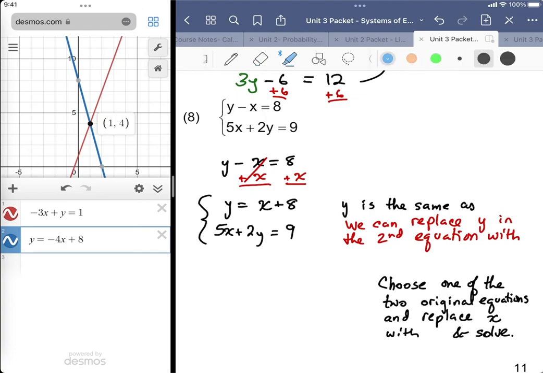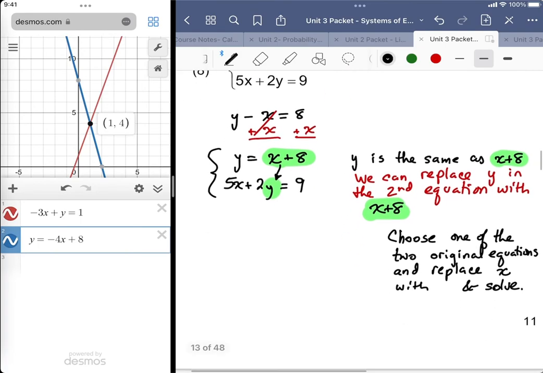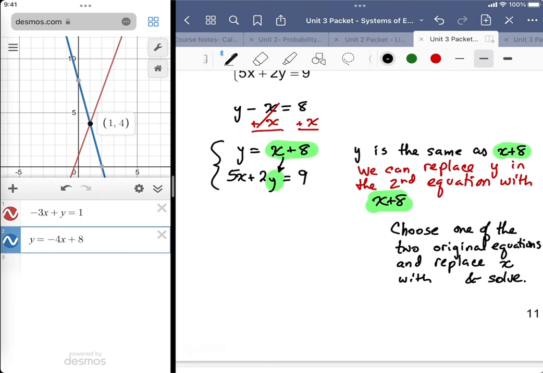Because here I can see that y is the same as x plus 8. So that means that we can replace the y in the second equation with x plus 8. It's kind of a mess in the second equation, but I do have a y in there. That y can now be swapped out for an x plus 8. So what I would do is rewrite that second equation, 5x plus 2, instead of the y, I would write x plus 8.